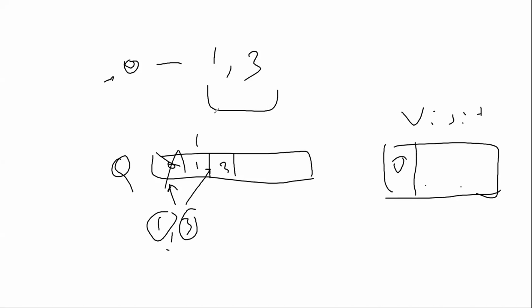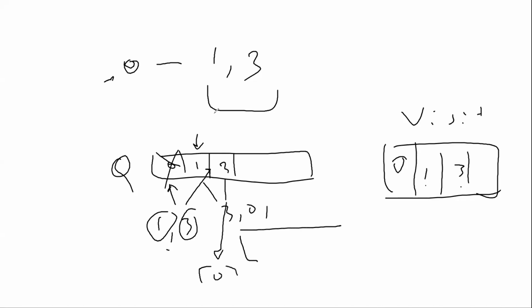When I come to the queue, I look at 1, and in room 1 I have keys 3, 0, 1. I check if they are already visited or not. 3 is already there, and 0 is also there, so I don't put anything. Then I go to 3, and in 3 I have only 0 in this case.